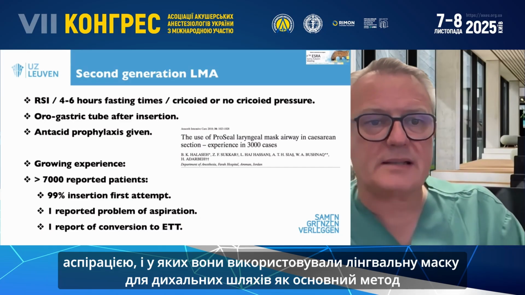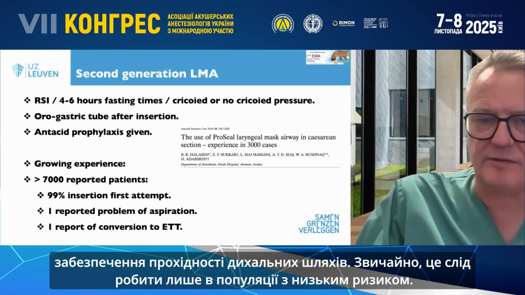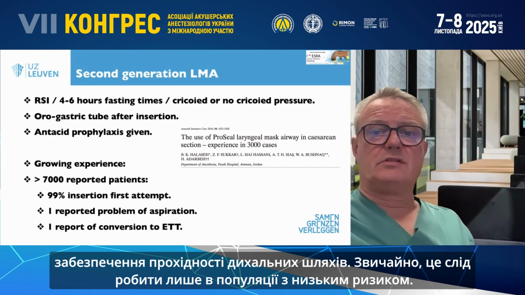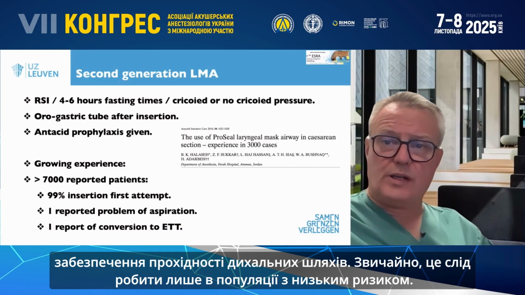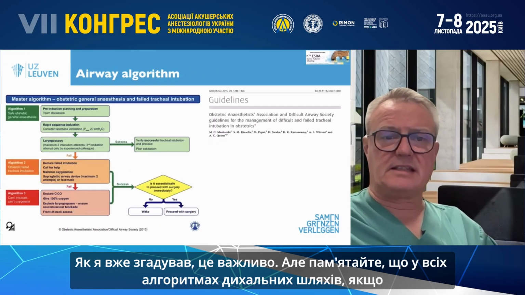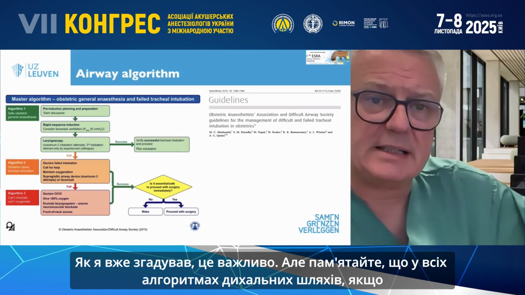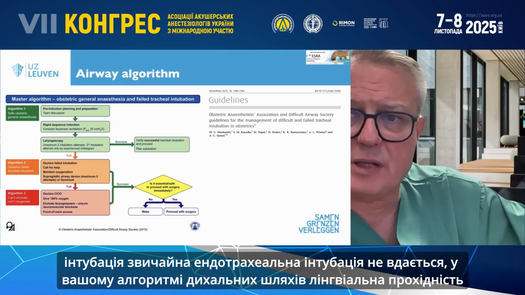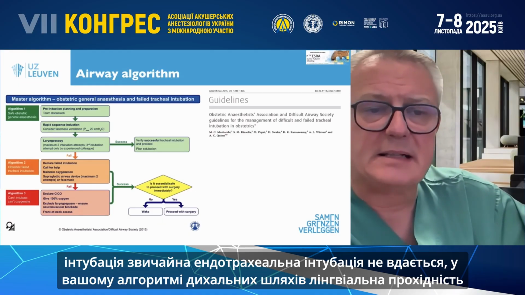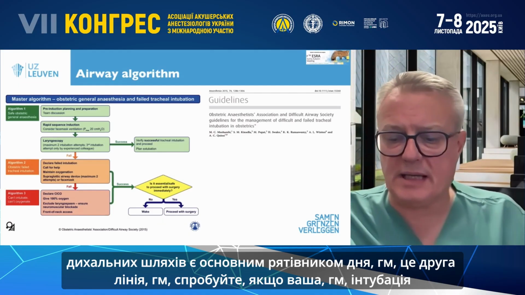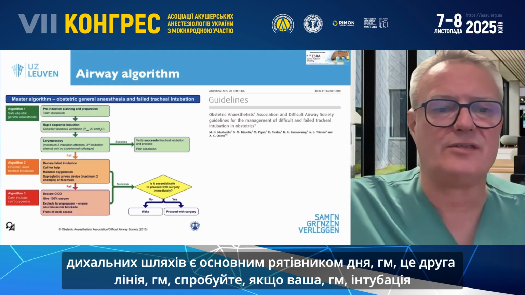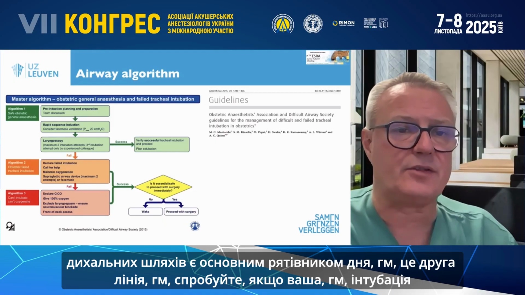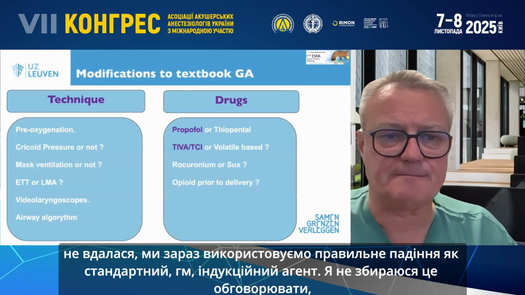used the laryngeal mask airway as a primary method of securing the airway. Of course, you should only be doing that in a low-risk population. As I mentioned, that is an important thing. But remember that in all airway algorithms, if the intubation, a normal endotracheal intubation, fails, a laryngeal mask airway is the primary savior of the day. It is the second line try if your intubation has failed.